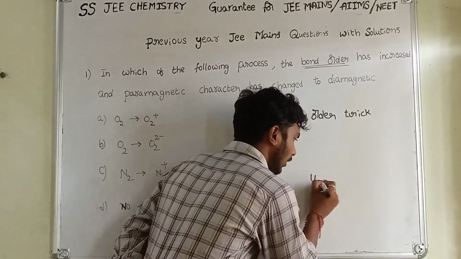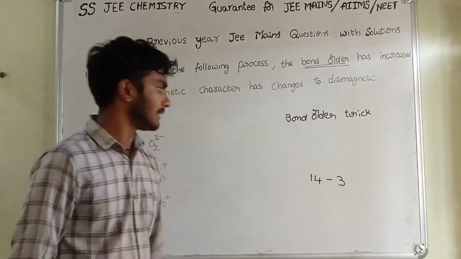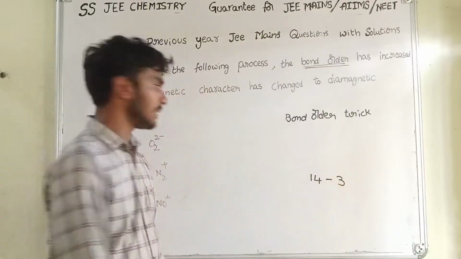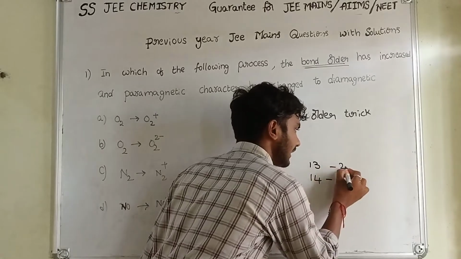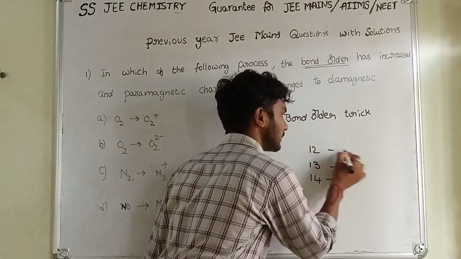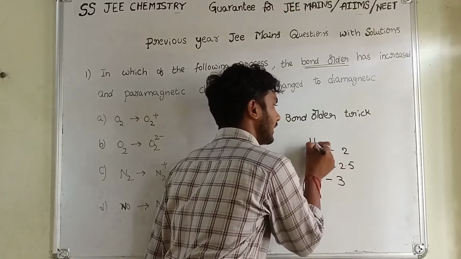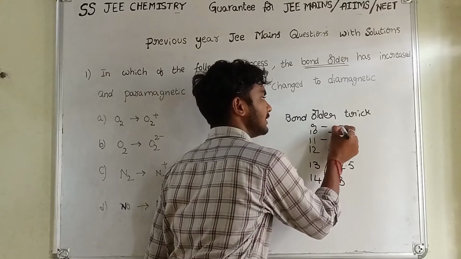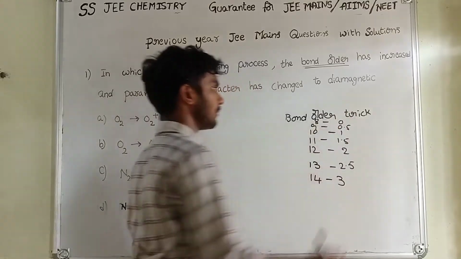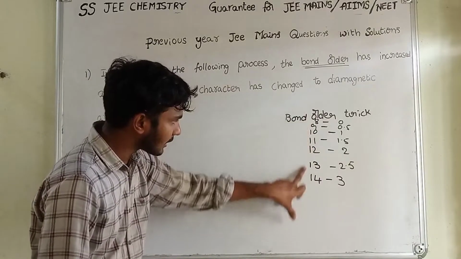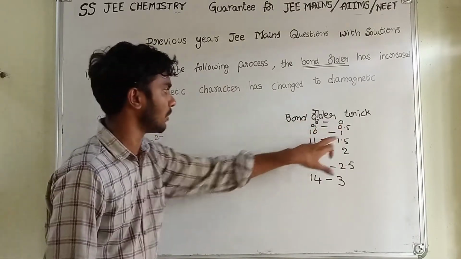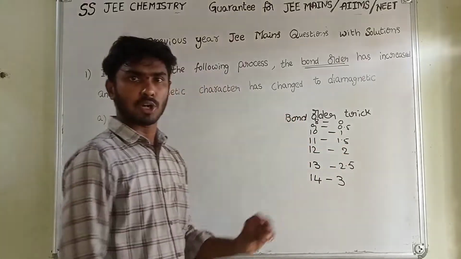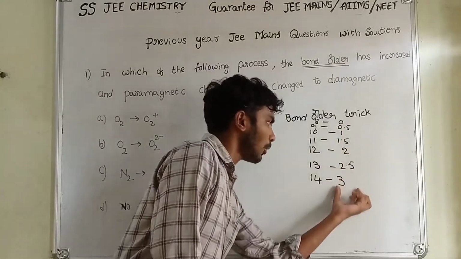If we count the electrons and it is 14, then the bond order is 3. 13 electrons means 2.5. 12 electrons means 2. 11 electrons means 1.5. 10 electrons means 1. 9 electrons means 0.5. 8 electrons means 0. So 8 electrons, bond order 0; 9 electrons, 0.5; 10 electrons, 1.